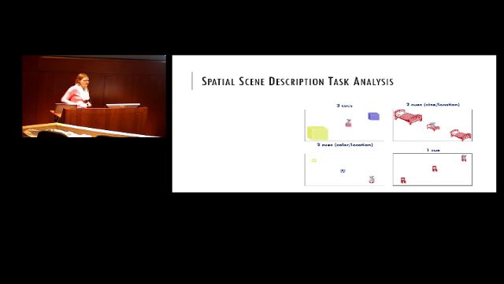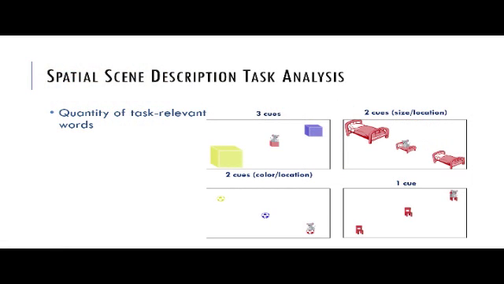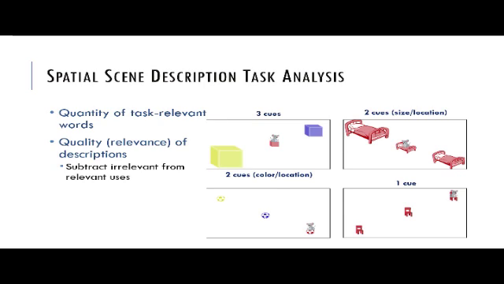So to analyze our spatial scene description task, one of the first things we measured is just the number of words that children produced that were potentially relevant to the task. These are the kinds of spatial words that have been measured in previous tasks, but we also counted the number of color words because color is potentially relevant in this task. So that was our measure of quantity of production, but we also measured the quality of their descriptions by looking at the relevance of the words that they produced. We did this by subtracting their production of words that were irrelevant from the production of words that were relevant across trials. So here's the case on these 2 trials.